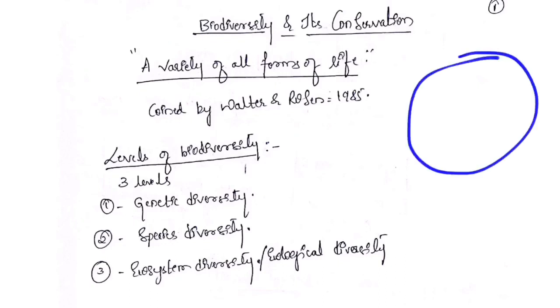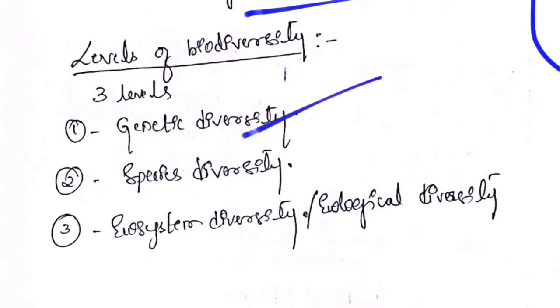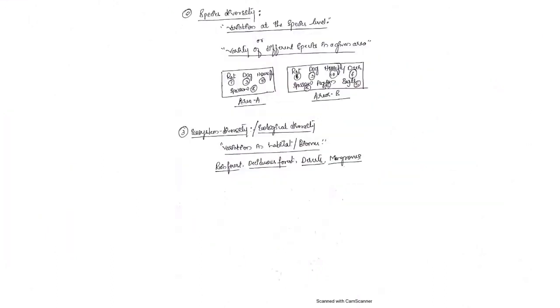It was coined by Walter and Rosen in the year 1985. There are three levels of biodiversity. We can see diversity at three levels. The first one is genetic diversity, then species diversity, and next ecosystem diversity or ecological diversity. Diversity at the level of genes is called genetic diversity. Diversity at the level of species is called species diversity. Diversity at the ecological level or habitat level is called ecological diversity.